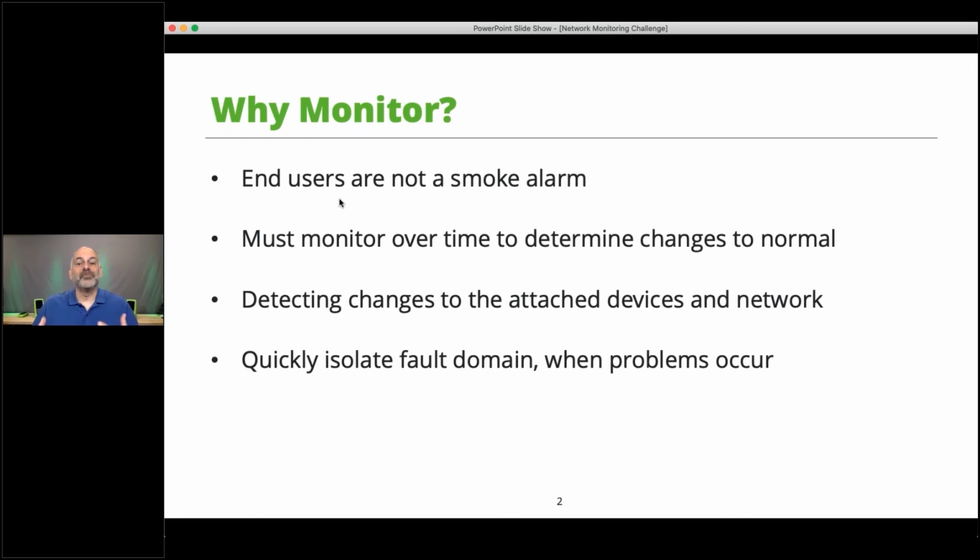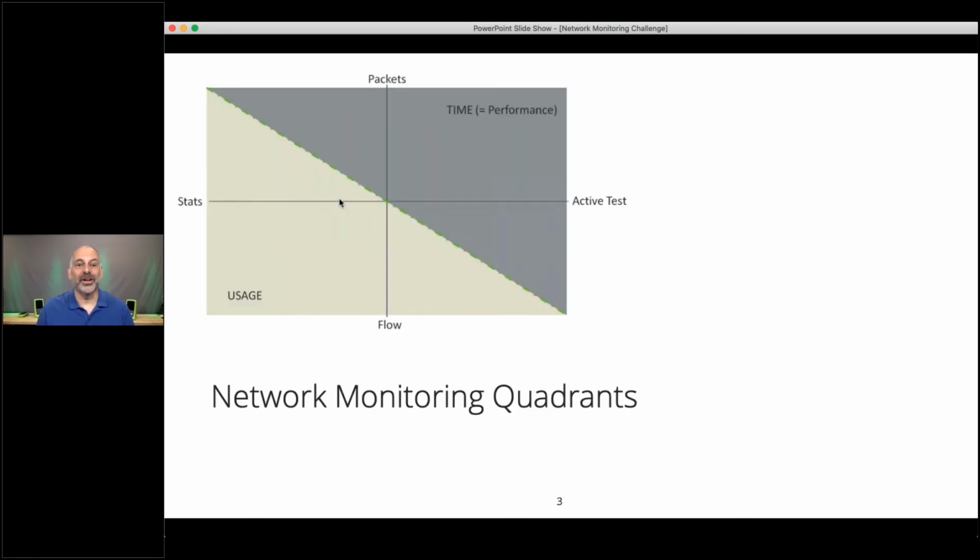And then lastly, it's isolating the fault domain. All too often, when a problem occurs, we just run around and start trying to figure out everything that could have gone wrong, everything that we think could be an issue. But instead, what we need to do is isolate that fault domain down. And the only way we can do that is by going in and knowing what's out there on our network.